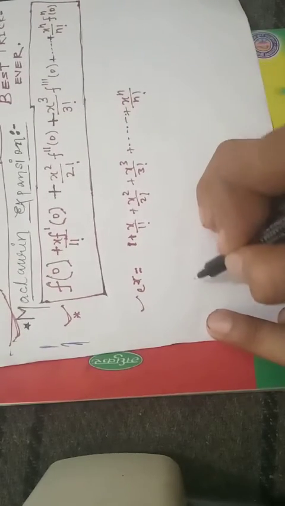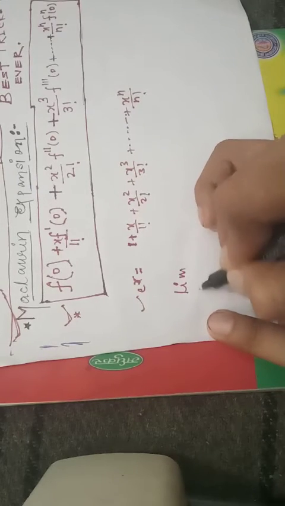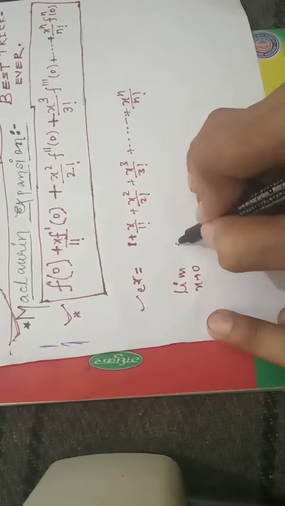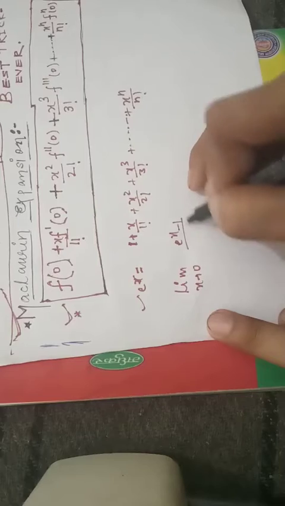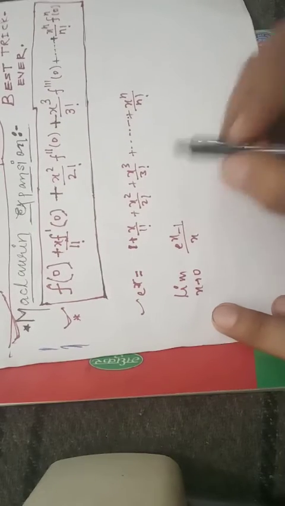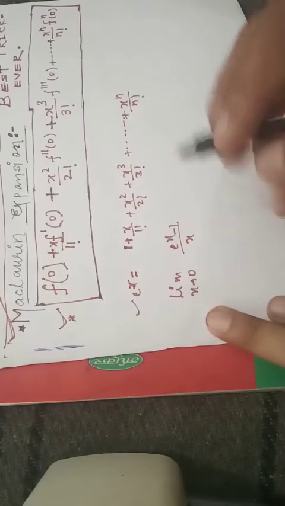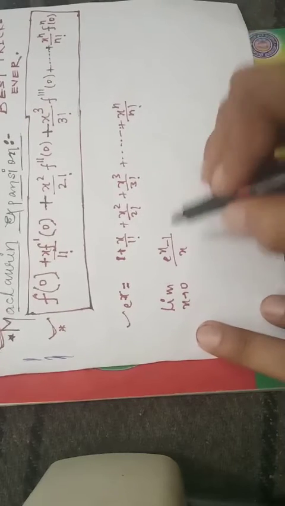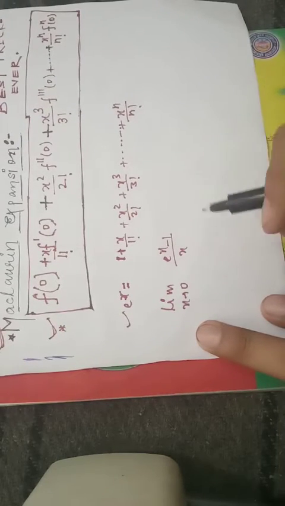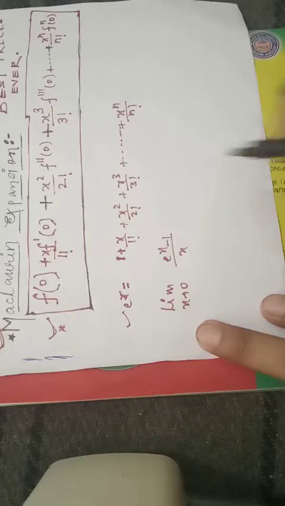That is why now again we have to do that question: limit x tends to 0 of (e to the power x minus 1) upon x. You know that the answer will be 1, but you don't know the formula that (e to the power x minus 1) upon x is equal to 1 when x tends to 0.